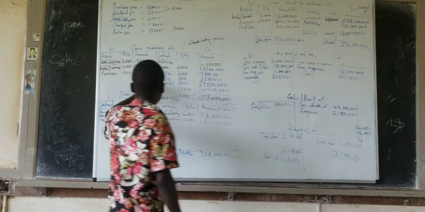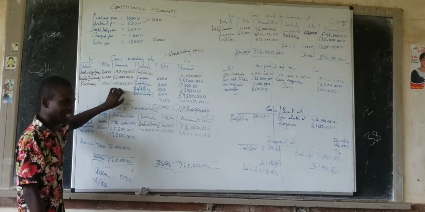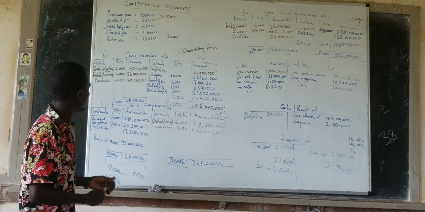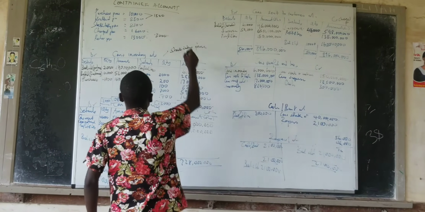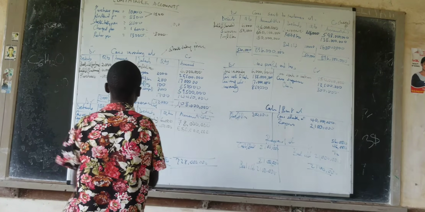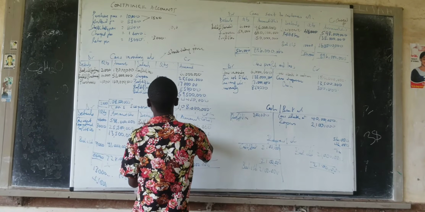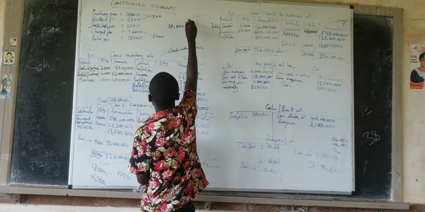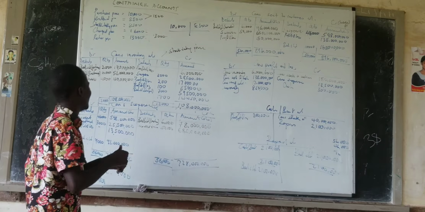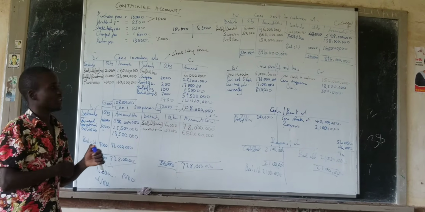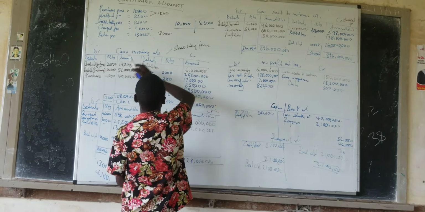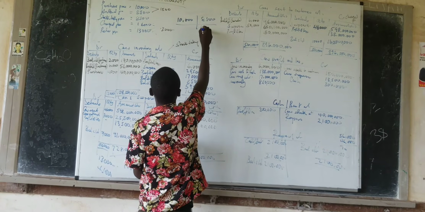But remember, this account must be maintained at the stock taking price. We purchased at 10,000, but our stock taking price is 8,500. But we must maintain it at the stock taking price. What do we do then? We must make sure that this 8,500 is the same as here. So we are going to reduce by 1,500.